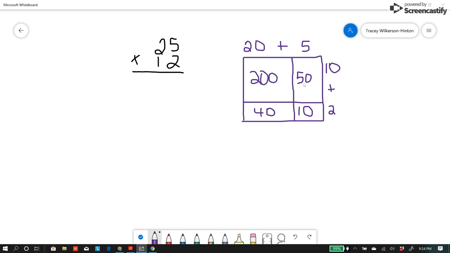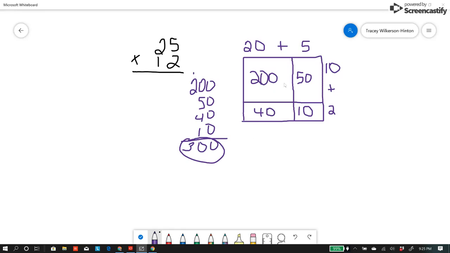Now we have our areas marked off. We're going to take each one of those numbers, line them up, and then you're going to add them. And your final product is 300.